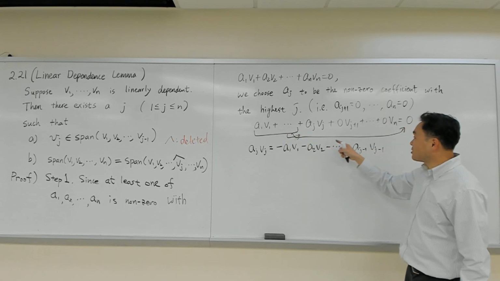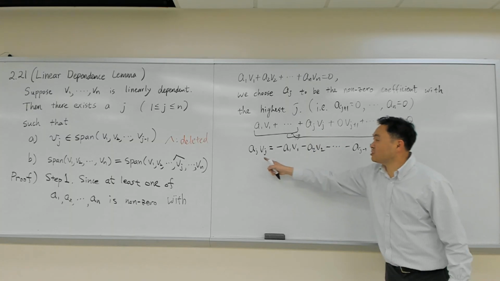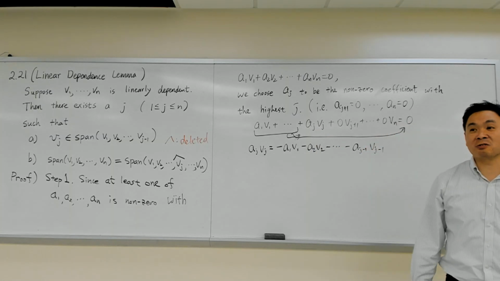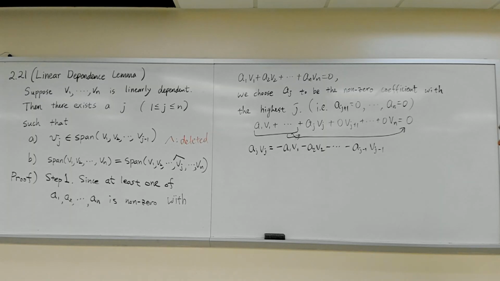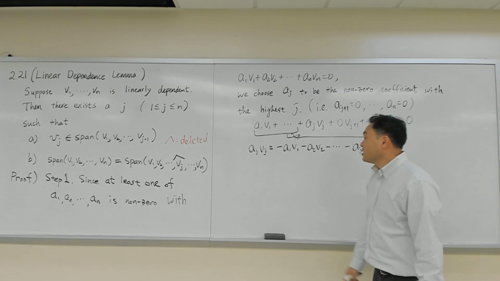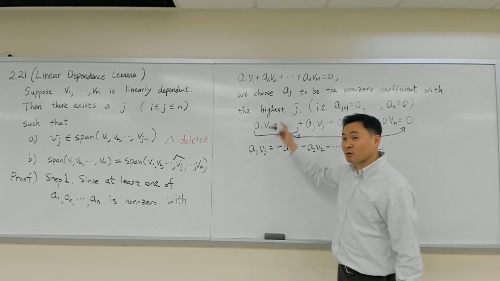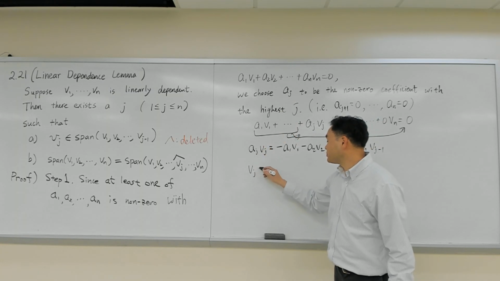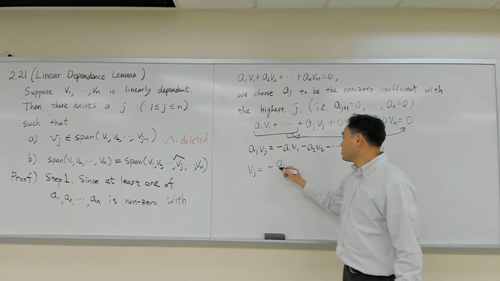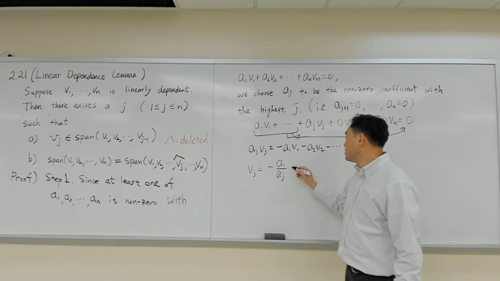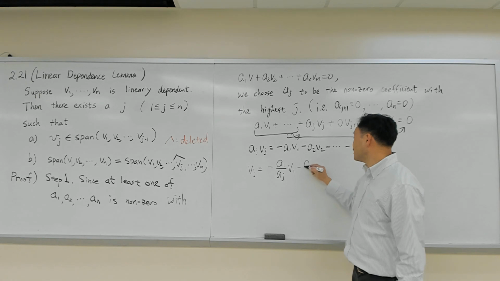This is 0, so they don't exist. On the left side, this is the only term that's left. And then you divide by aj. And remember, aj is non-zero, so you can divide by aj. So this still makes sense.